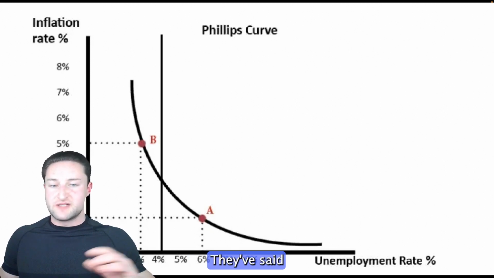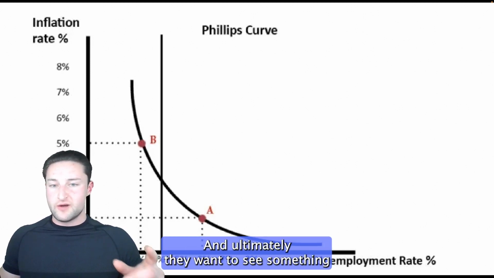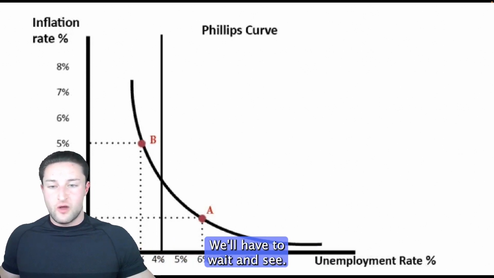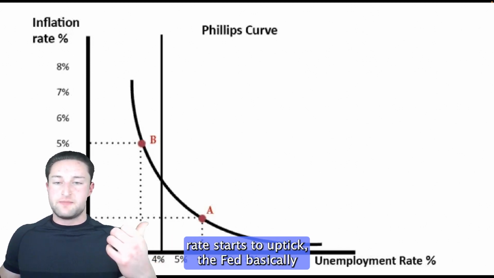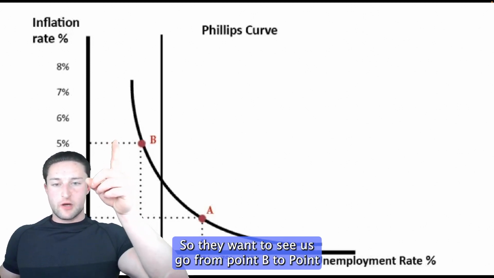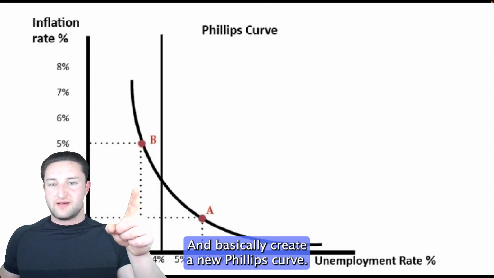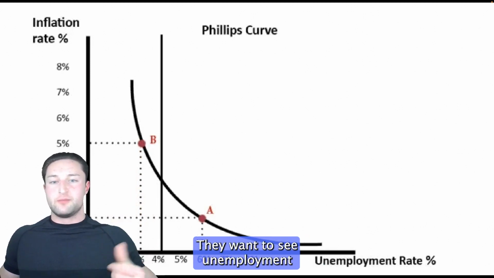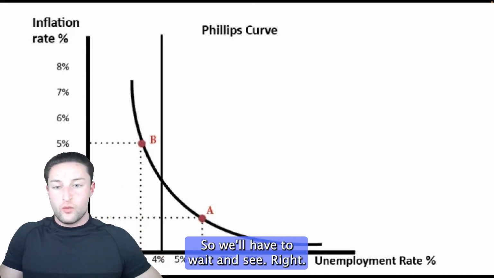A pivot, they've said multiple times, is out of the question before the end of the calendar year. And ultimately they want to see something break first, whether that's inflation or whether that's the economy. We'll have to wait and see. But until the labor market and this unemployment rate start to uptick, the Fed basically has the green light, right, to hold rates higher. So they want to see us go from point B to point A, not from point B to where my finger's at, and basically create a new Phillips curve. That's not at all what they want. They want to see unemployment uptick to stay along the same curve and get inflation down. So we'll have to wait and see, right?